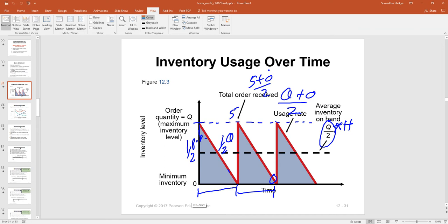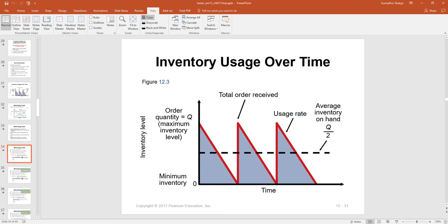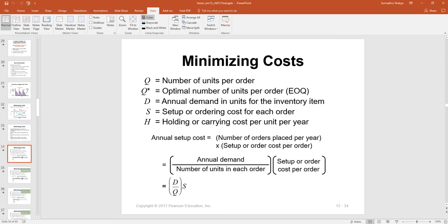Now let's solve some of the problems. Before we move on to the problem, let's see some of the formulas that we'll be using. So annual setup cost is the number of orders placed every year times the setup cost of one order. Let's say if it costs you $10 to place an order, then the number of orders you placed times $10, that will be your total annual cost of placing the order.